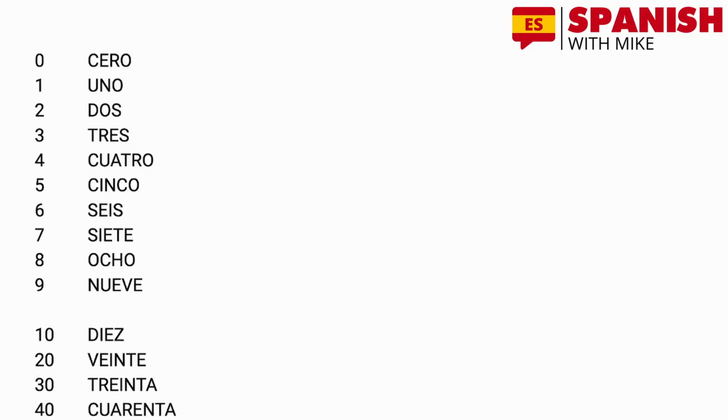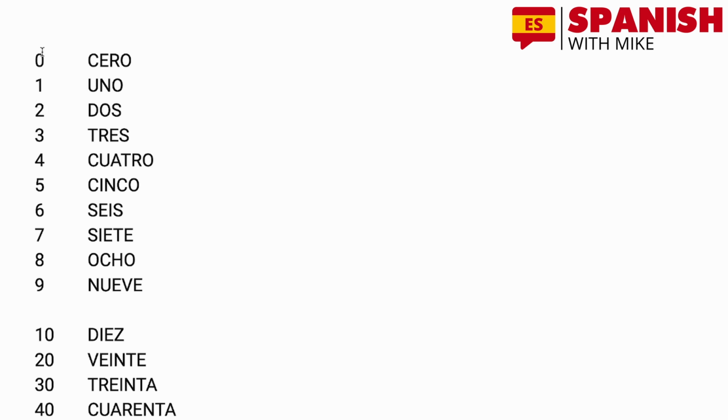So let's start with the numbers from 0 to 9. This is basically memorizing the numbers. You can memorize either by repetition or trying to do some exercises like counting and trying not to say the number in English but in Spanish. There are several ways to do that.